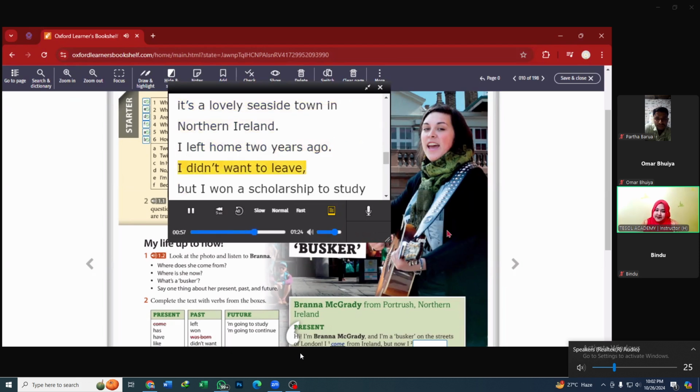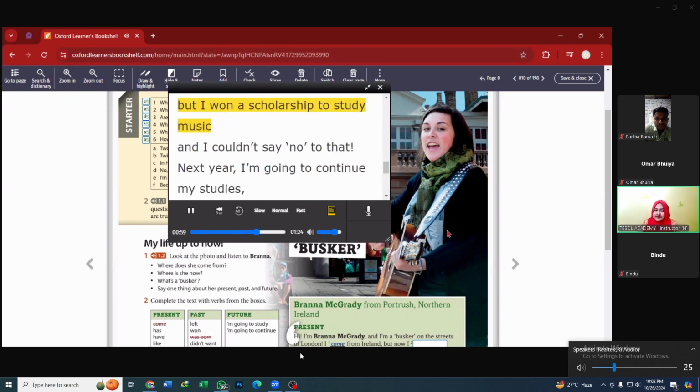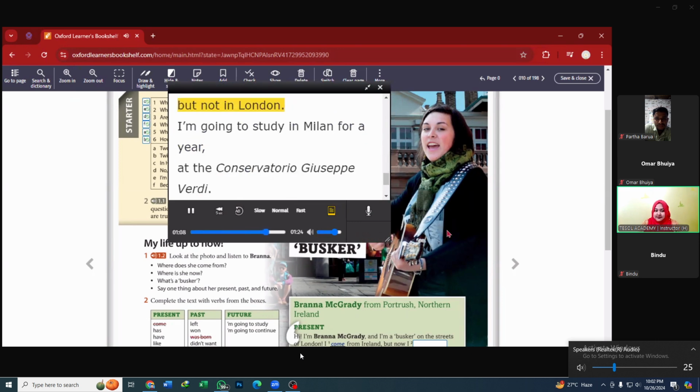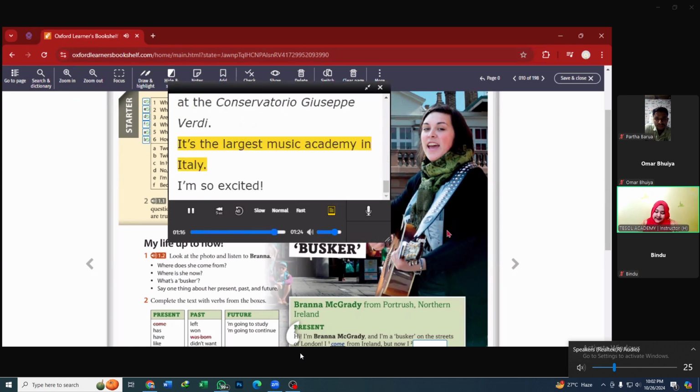I left home 2 years ago. I didn't want to leave, but I won a scholarship to study music and I couldn't say no to that. Next year, I'm going to continue my studies, but not in London. I'm going to study in Milan for a year at the Conservatorio Giuseppe Verdi. It's the largest music academy in Italy. I'm so excited.